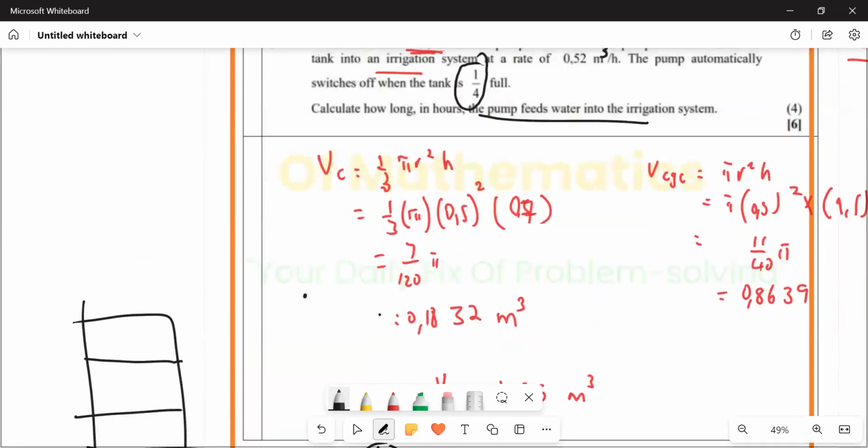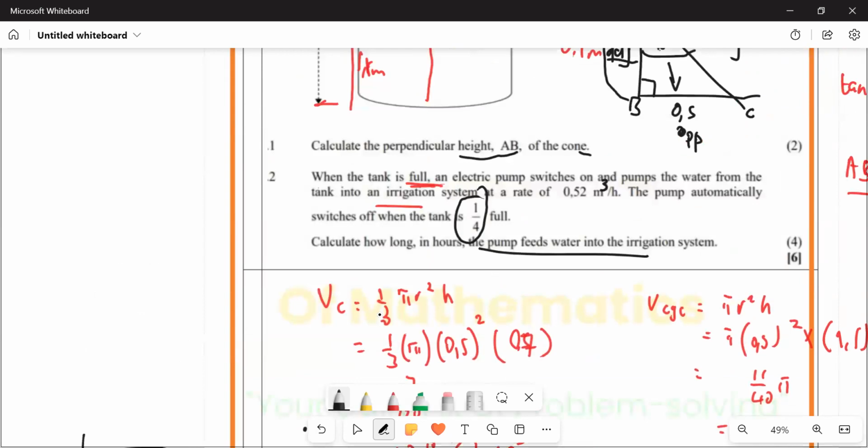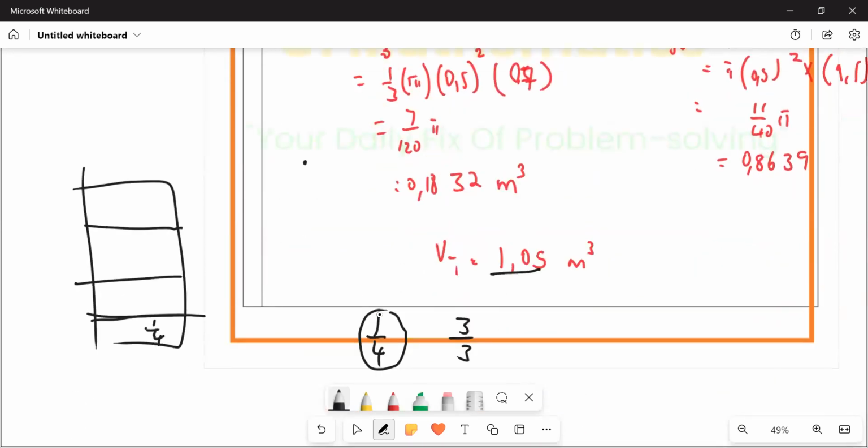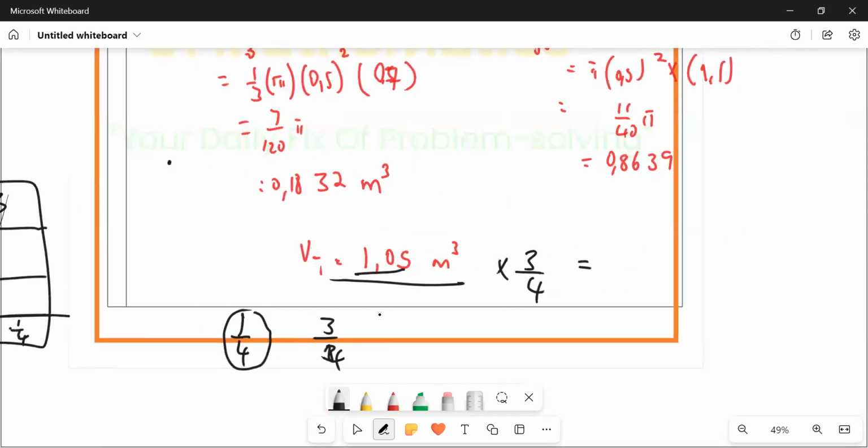That's what they're saying here. The English here, I'm trying to interpret the English here. They say the pump automatically switches off when the tank is 1 all over 4 full. What does that mean? It means the tank has used 3/4 of this thing here. So now we're going to get 3/4 of this thing. It's simple. We're going to say 3 all over 4 multiplied by this.